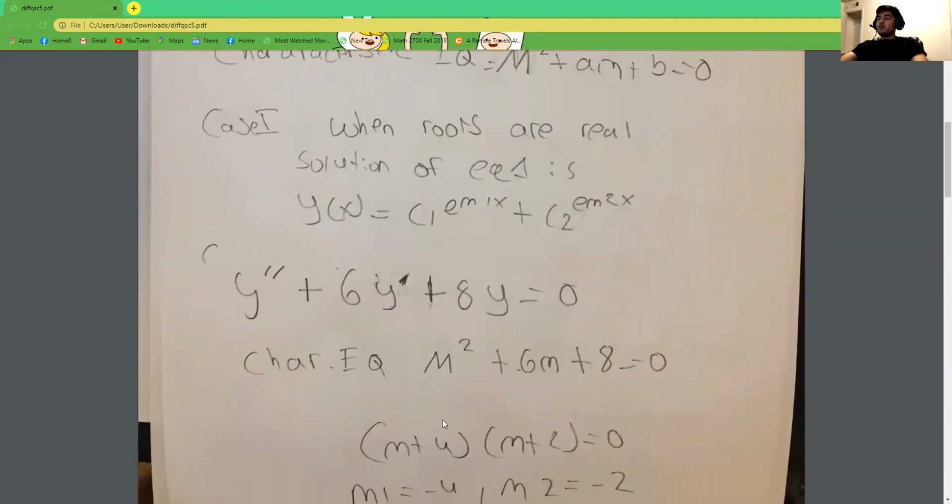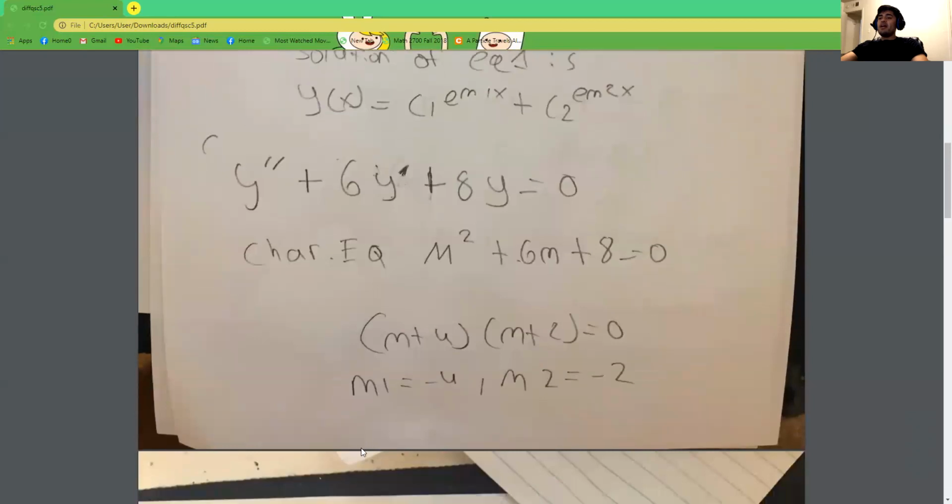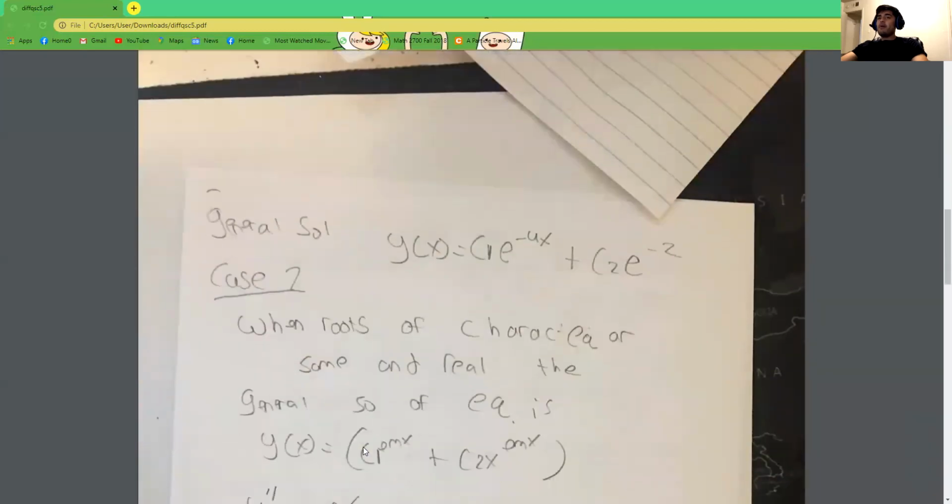So here we're going to use the numbers that I've chosen and put them into that differential. It's going to be y double prime plus 6y prime plus 8y equals 0. In order to solve for that, we plug it into the characteristic equation, which is m squared plus 6m plus 8 equals 0. Now, this is an easy factor. We don't need the quadratic. So it's going to be m plus 4 and m plus 2 equals 0. Then m1 is equal to negative 4, m2 is equal to negative 2.